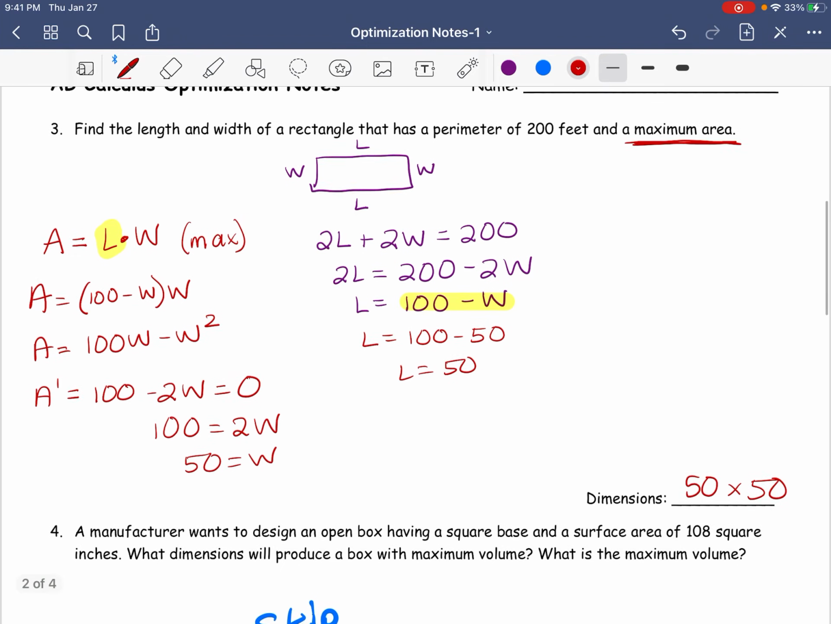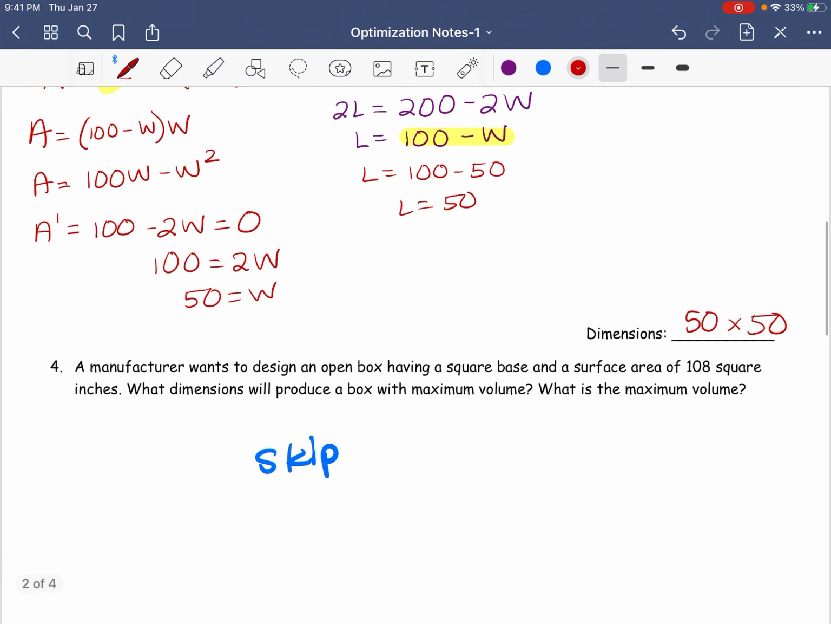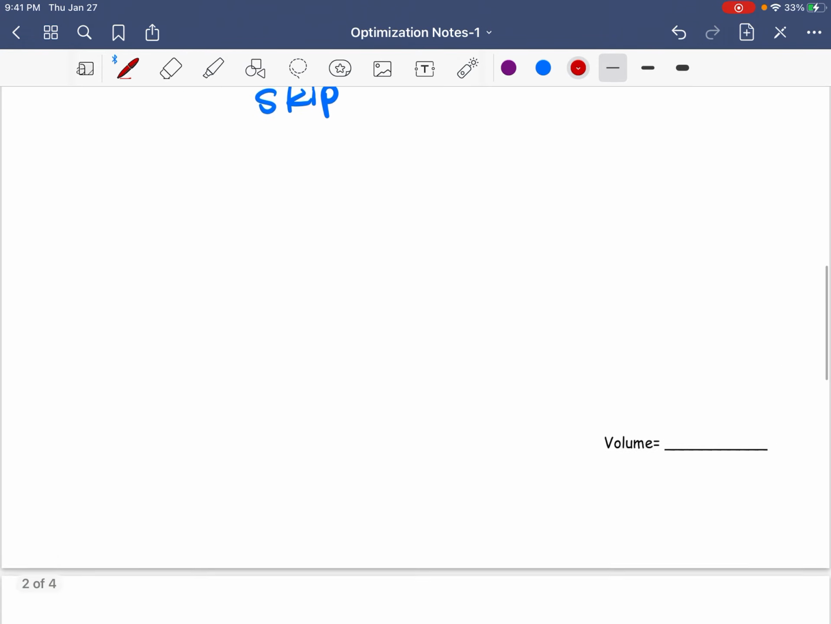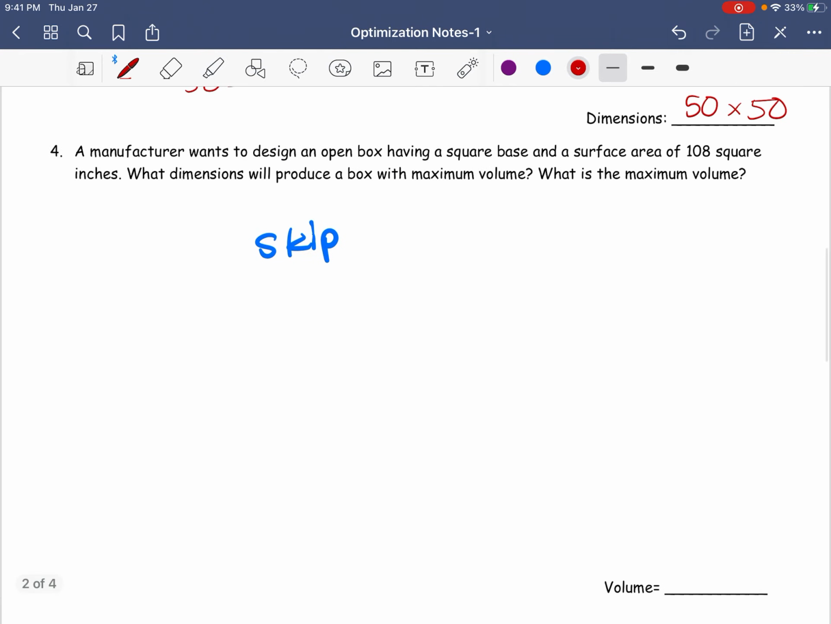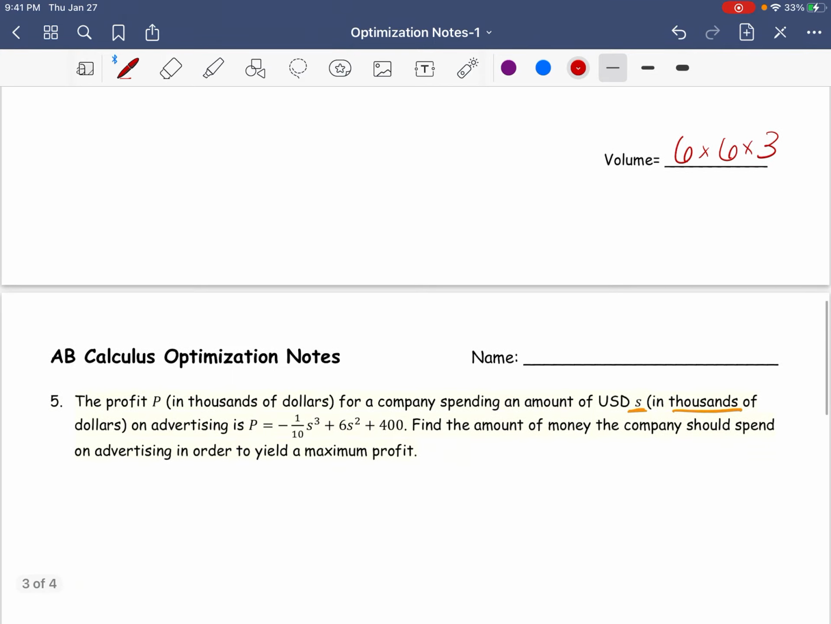Okay. Problem number 4, we're actually going to skip this one. It's doable, but we're going to skip and move on to number 5. If you want a challenge on number 4, you're welcome to do number 4. The answer is 6 by 6 by 3. But we're going to skip that one together. You do not need to finish that one on your own.